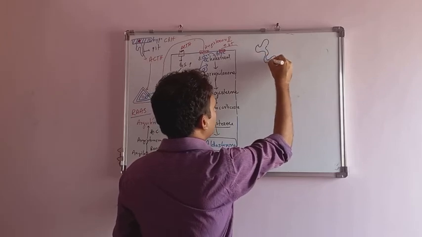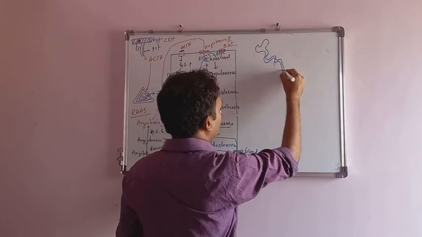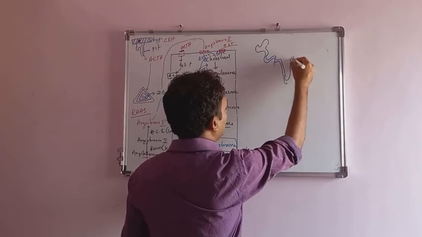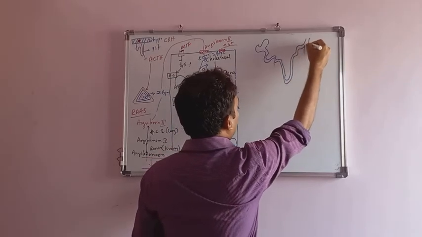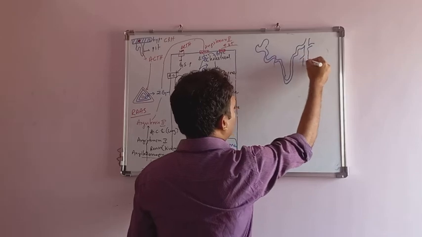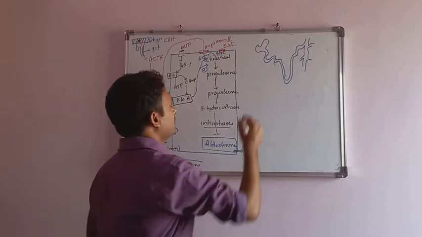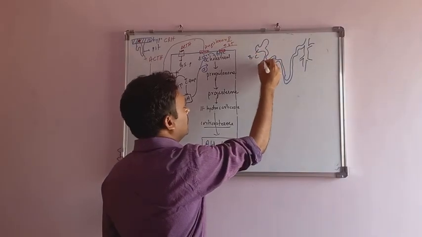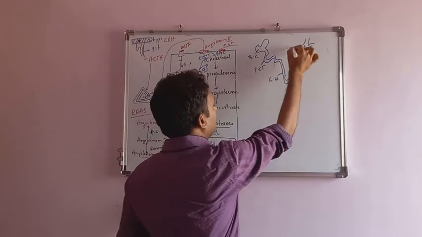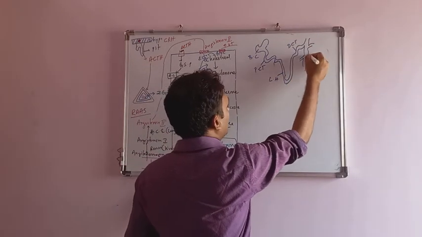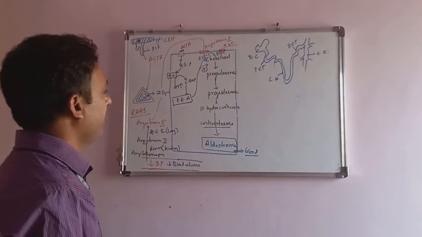The basic and structural function of the kidney is the nephron. Draw the diagram of nephron here. These are the parts of the nephron. This is called Bowman's capsule, proximal convoluted tubule, loop of Henle, distal convoluted tubule, and this is the collecting duct.